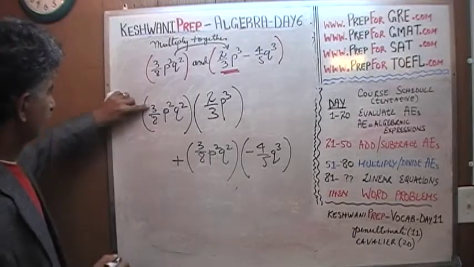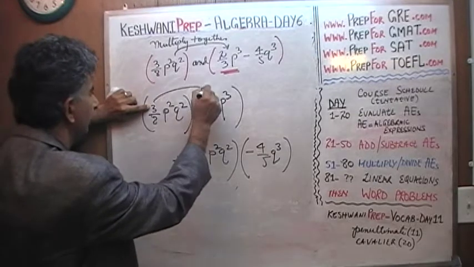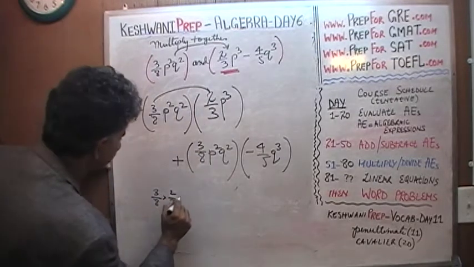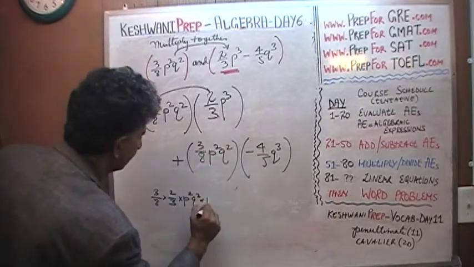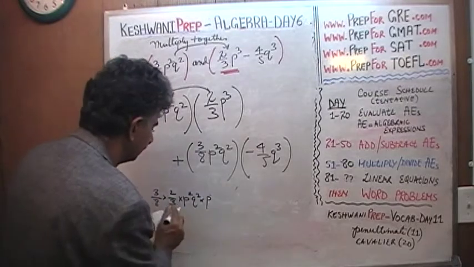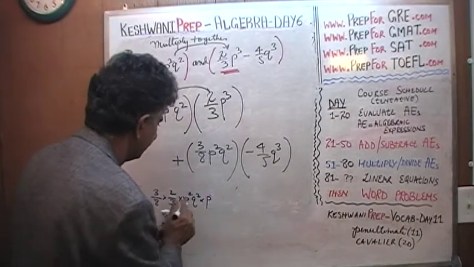So first things first, we have 3/8 times 2/3, and then we have p squared times q squared times p cubed. That's the p cubed.